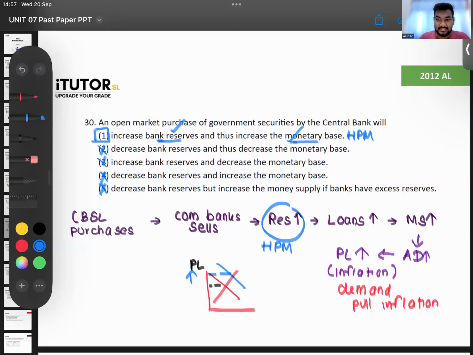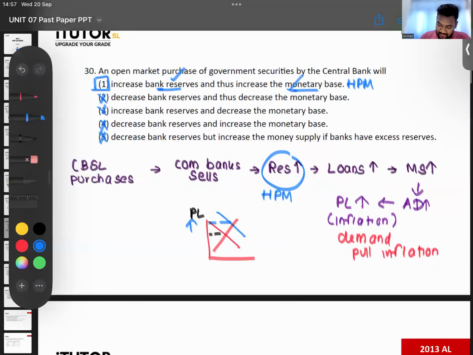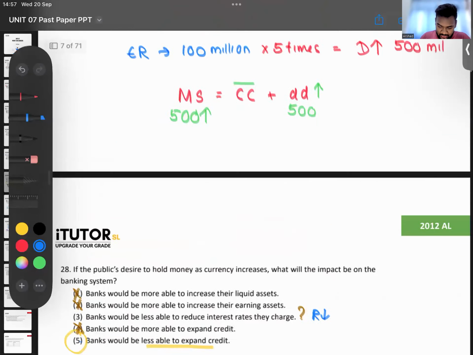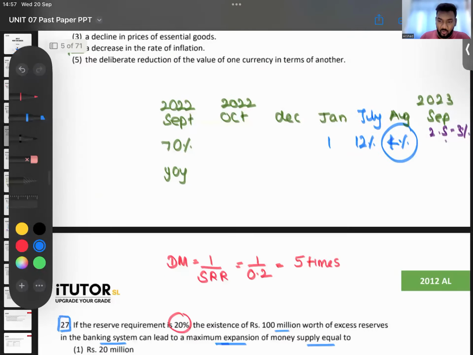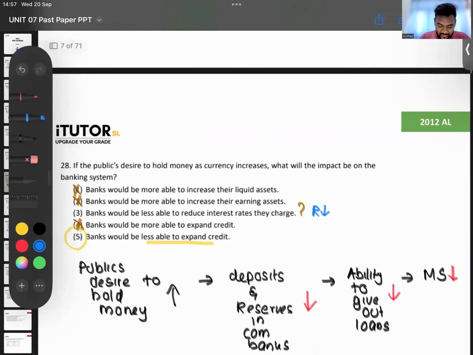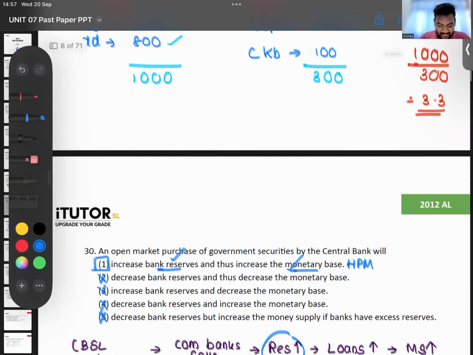Any questions? Right. So that is it with 2012. How did you all do? Questions 27, 28, 29, and 30. How much out of 4?